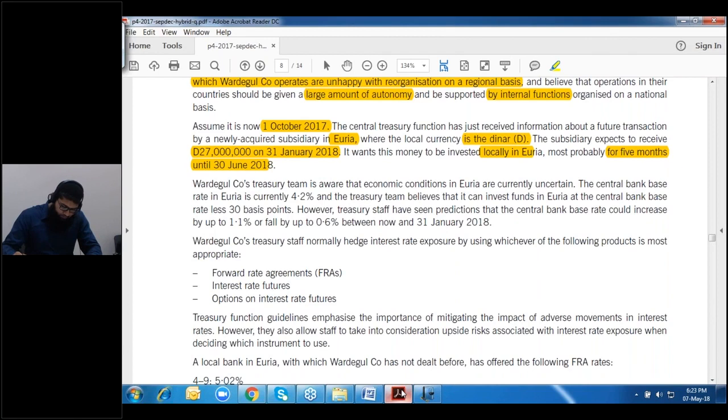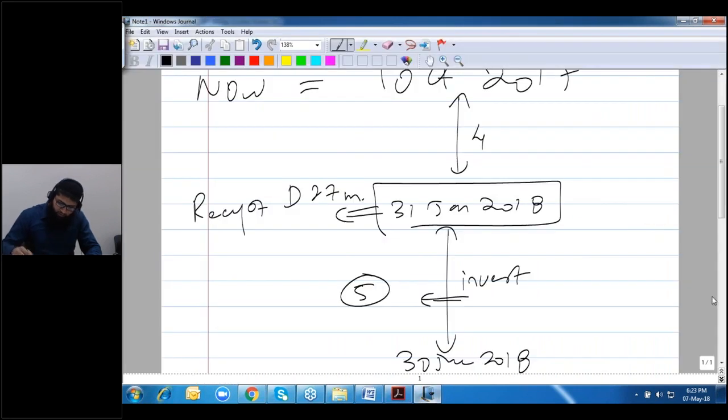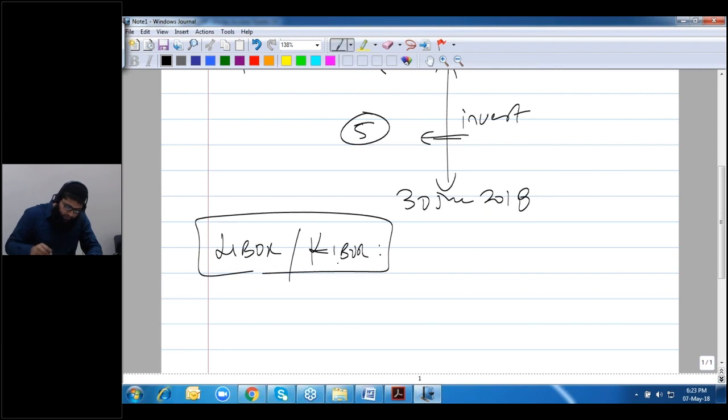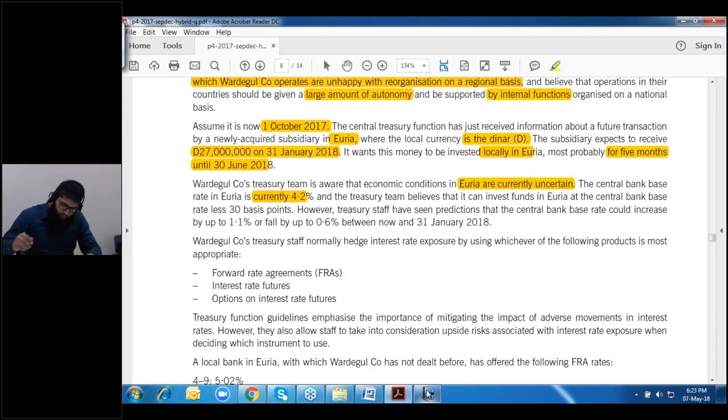Now what next is there? It says Vertigo's treasury team is aware that economic conditions in Urea are certainly uncertain. The central bank base rate in Urea is currently 4.2%. When it says the base rate, we do know LIBOR and KIBOR, etc., whatever the interbank rate. So the central bank's base rate is generally equivalent to KIBOR or LIBOR, and that is 4.2%.